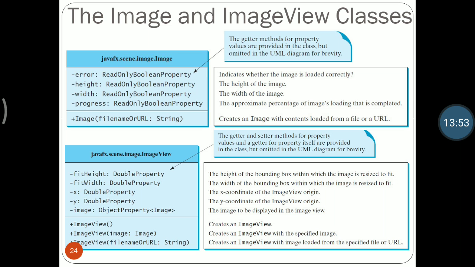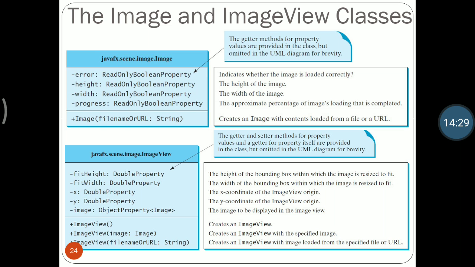For example, we all know that when we are loading an attachment into mail, at that time it shows the loading percentage at the left bottom part of our browser. So that is progress, meaning how much percentage is loaded. Our Image has a method named image with the file name or URL. It will create an image with the content loaded from a file or a URL.